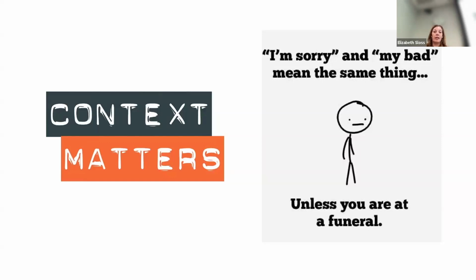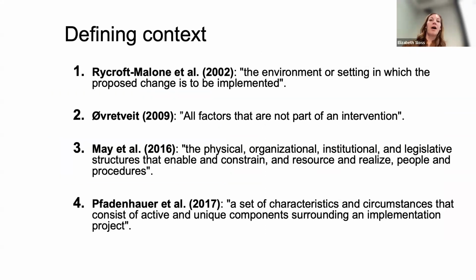It becomes really important. So how do we define context? These are just a sample of the definitions you will find in the implementation science literature. Kind of the shortest version of this is that context is everything that is not the EBI, or the evidence-based intervention. That's an overly simplistic way to think about it, because that leaves everything else, right? Outside of the thing that you have evidence for that you're trying to get put into practice.